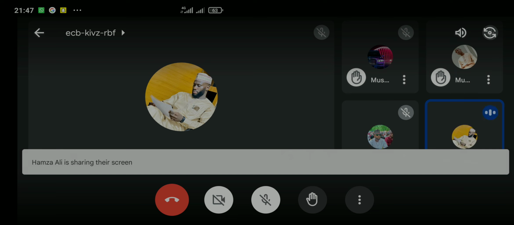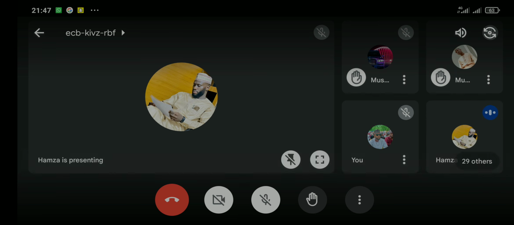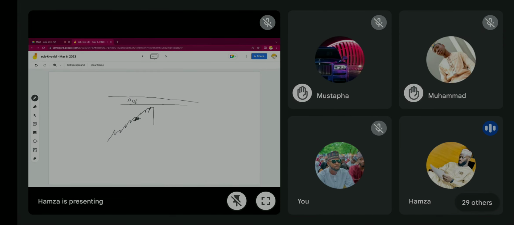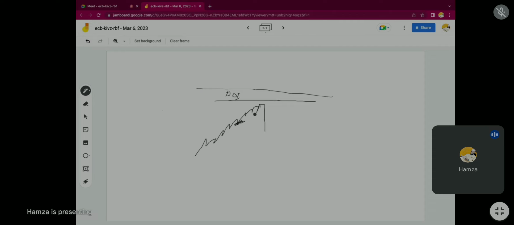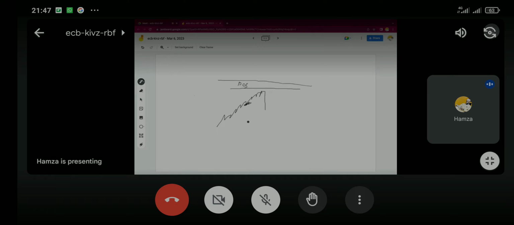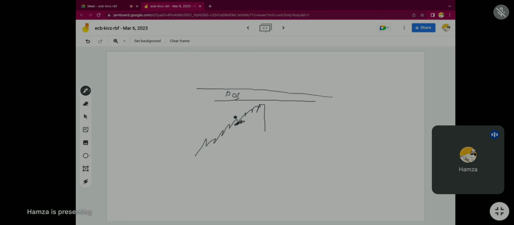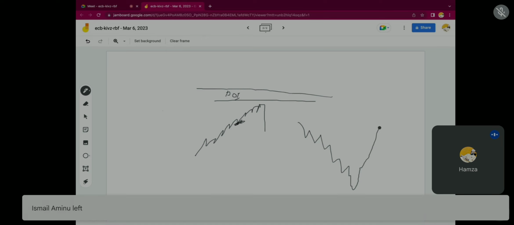Point of interest, POI. I will show you how to identify a point of interest. But because the robot cannot ascertain that the hammer that formed didn't form at a valid point of interest, it would just place a reversal trade. If the market is going upwards, buying, a reversal would mean coming downwards. If the market is going downwards, a reversal would mean going upwards. I hope I'm making sense.